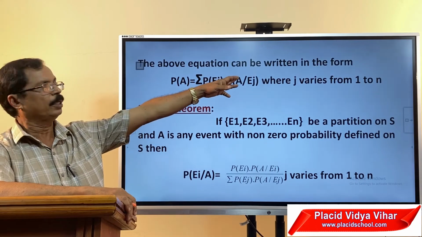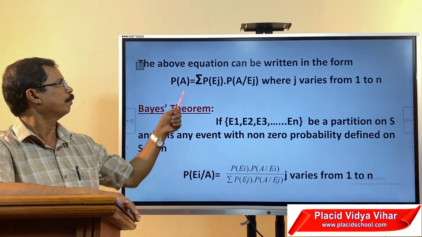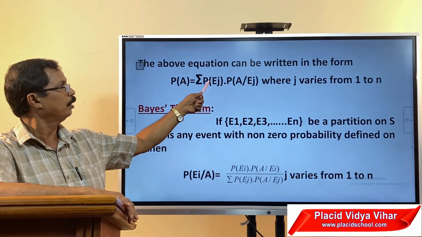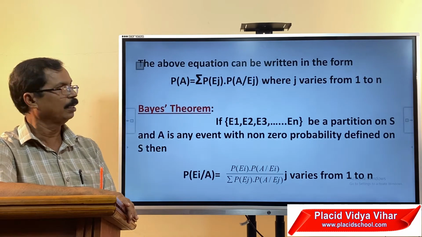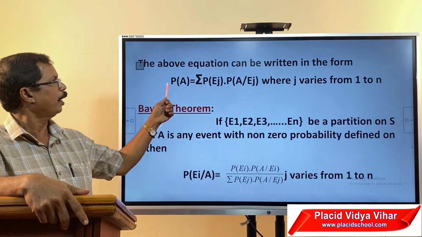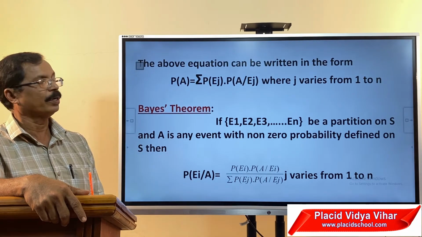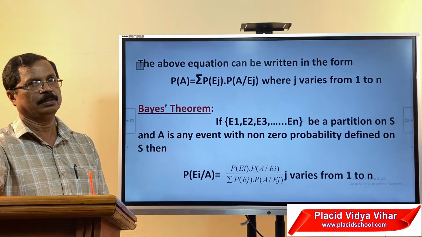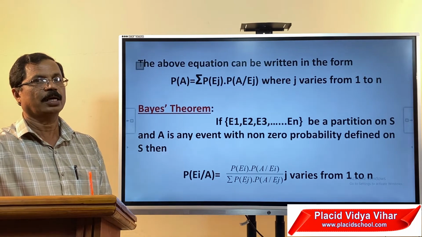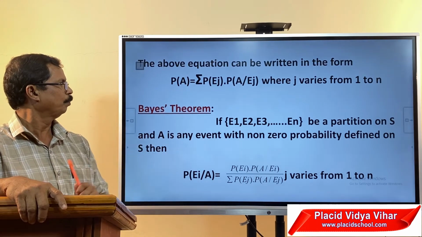Okay, that equation can be written using sigma notation. That is P of A is equal to sigma P of Ej into P of A given Ej, where j varies from 1 to n. That means you can expand sigma, that is P of E1 into P of A given E1 plus, then you take 2, 3, etc. up to n. That's all. So you remember this is the proof.